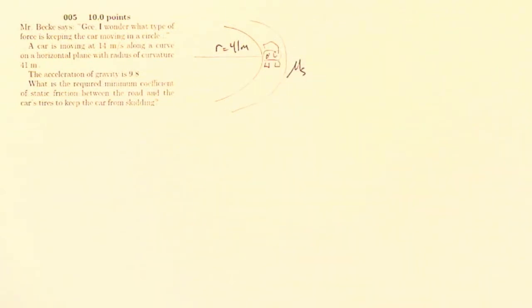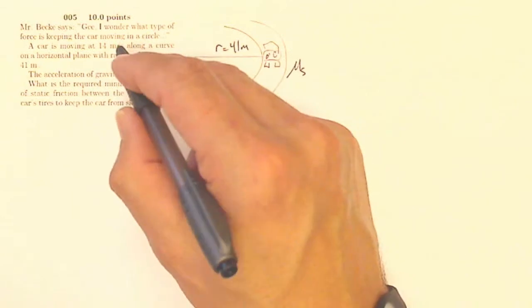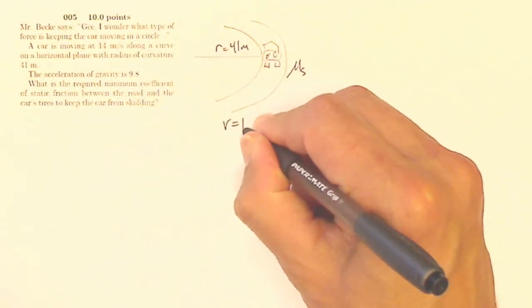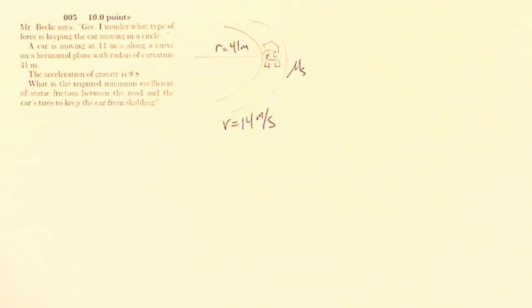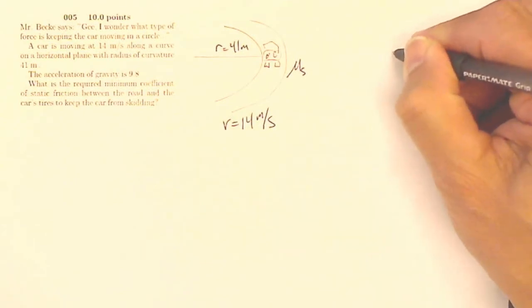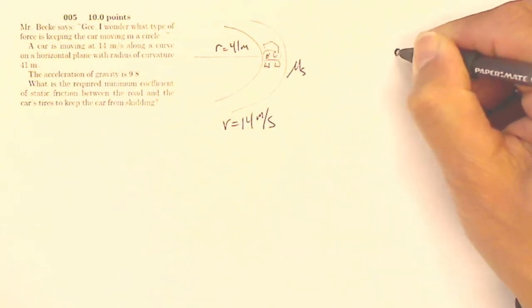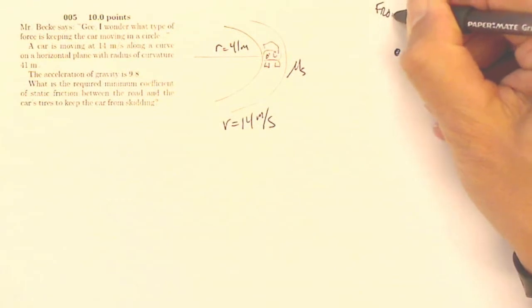Well, it doesn't seem like I have enough information here. I do know the speed is 14 meters per second. I don't know the mass of the car, though. So what I do is I'm going to draw a free body diagram of the car, looking at it from the front, since it's going to be a front view.